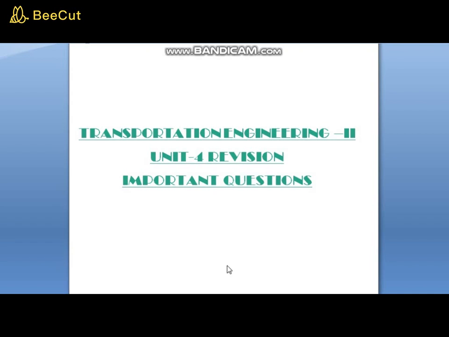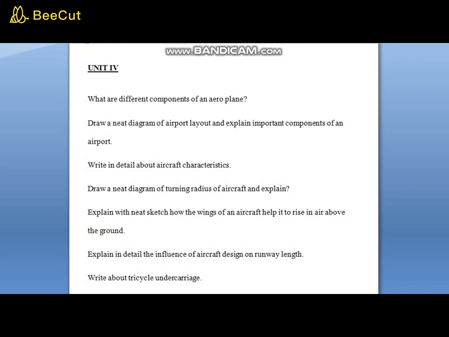So the important questions from Unit 4 are as follows. The first question: what are the different components of an aeroplane? The second question: draw a neat diagram of airport layout and explain important components of an airport layout. This is normally a very important 10 marks or 5 marks question.